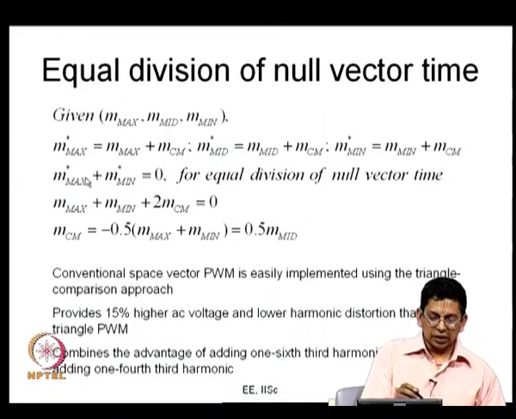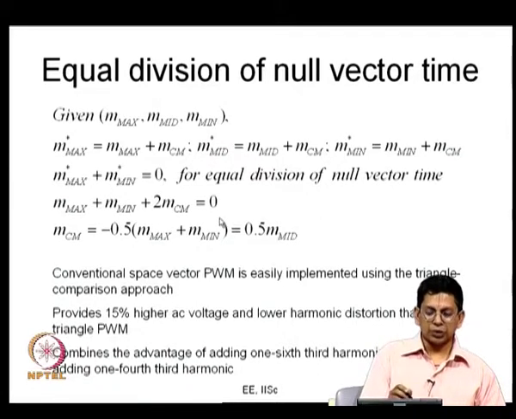So, what is M max star? It is M max plus MCM. What is M min star? It is M min plus MCM. Therefore, you get this equation: M max plus M min plus 2 MCM is equal to 0. So, from this you get the expression MCM is minus 0.5 times (M max plus M min).